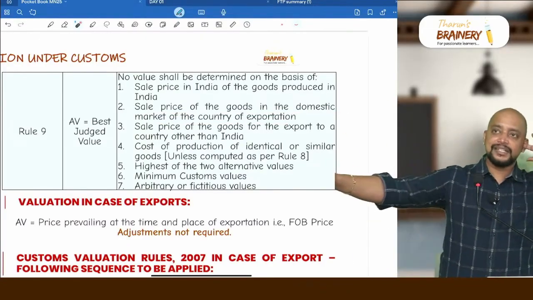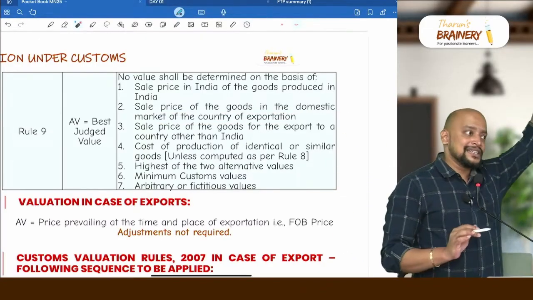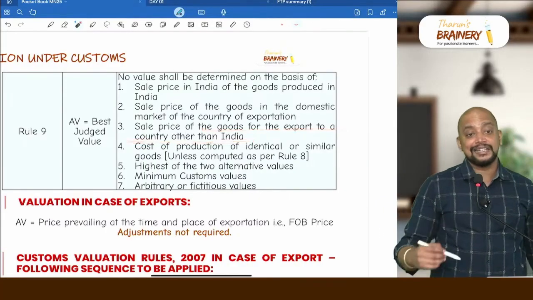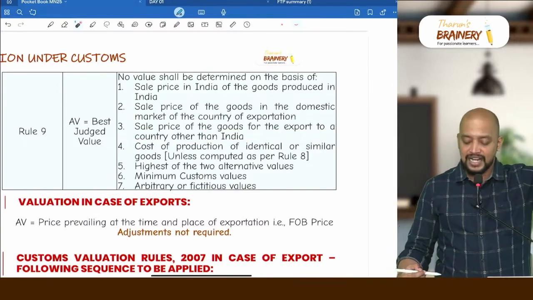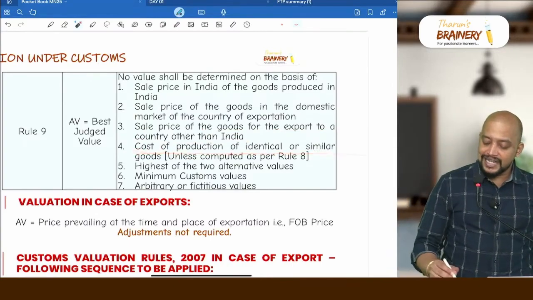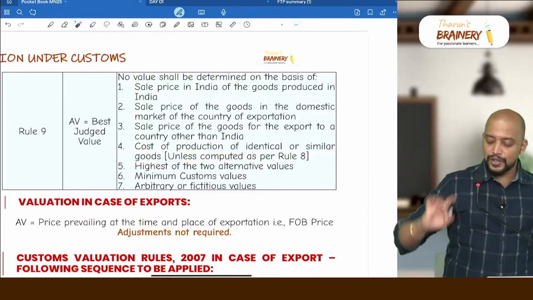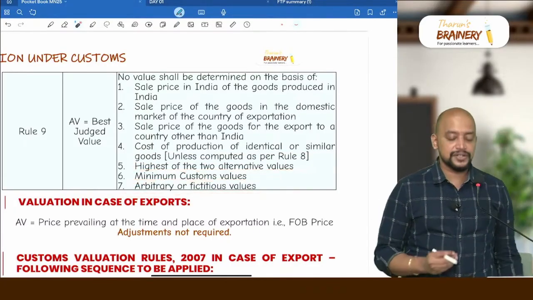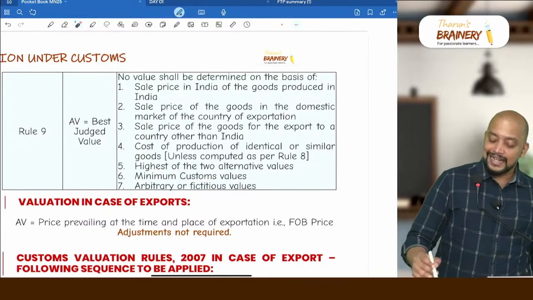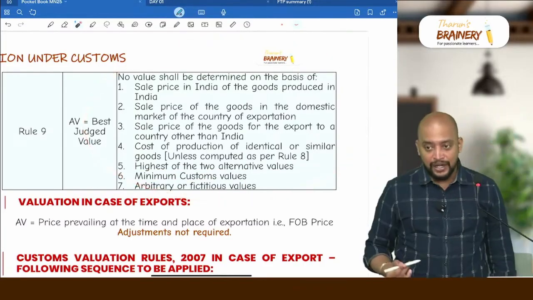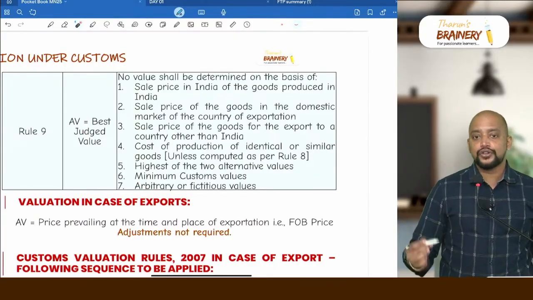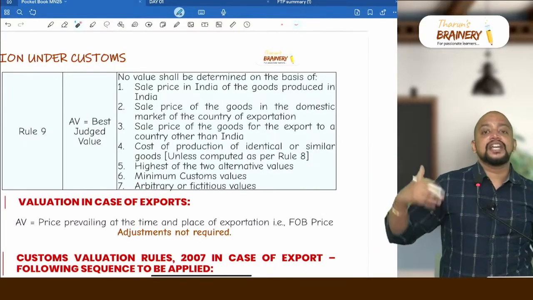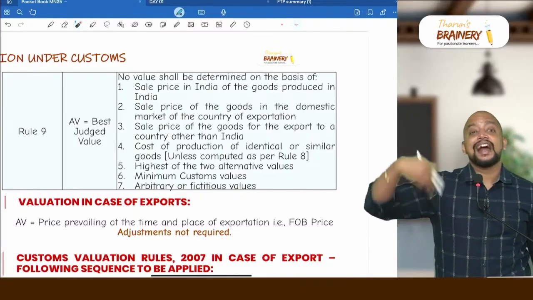So the selling price in India should not be taken as residual value, and the selling price in their country should not be taken. The sale price of goods for export to a country other than India, the third country price, also should not be taken as value. Nor should the cost of production of identical or similar goods, unless as per rule 8, the highest of two values, minimum customs value, or arbitrary or fictitious values. The one line summary is simple: they need to scientifically determine the value, and that scientifically determined value should be given to the importer. If the importer agrees to that value he will pay, otherwise he will go for appeal against that value.